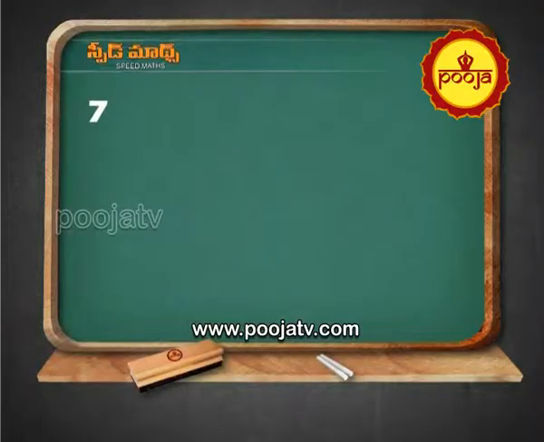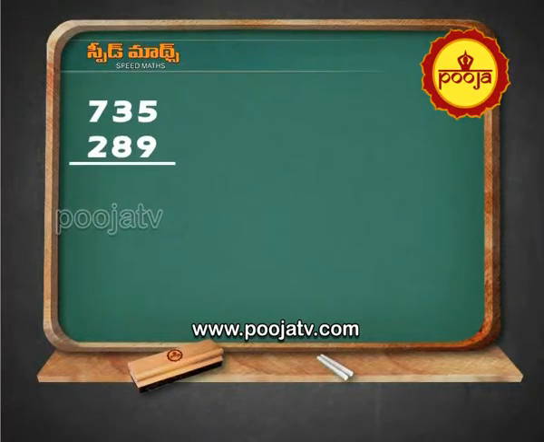Okay? 735 minus 289. You can come from left to right, and coming from left to right is easy. You can come from right to left, but it is not necessary. You start from left and go to right, and you finish it in 4-5 seconds. See, kindly listen carefully. 7 minus 2 equal to 5.